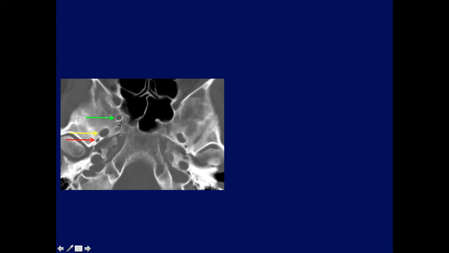Okay, we have 3 foramina here. Would you please name those 3 foramina? Which is the red, which is the yellow, and which is the green? Let's start with the red. Correct, as Gino says, this is the foramen spinosum, where the middle meningeal artery goes through. What is this one in yellow? Foramen ovale, correct. Now we come, what is this green arrow pointing to?